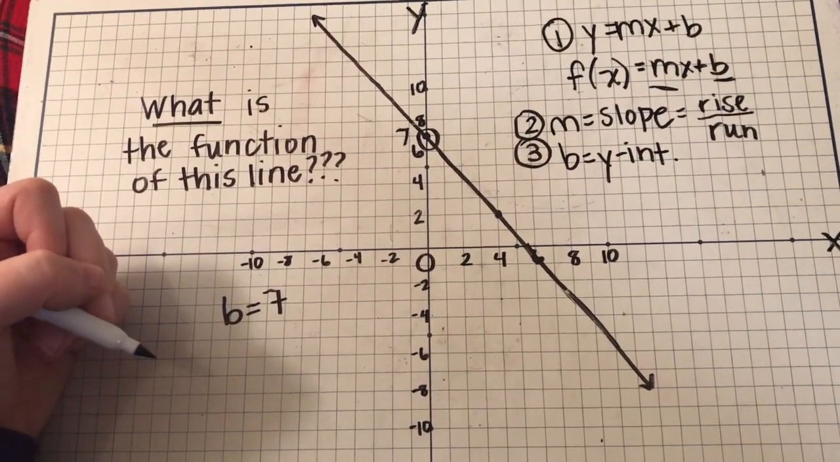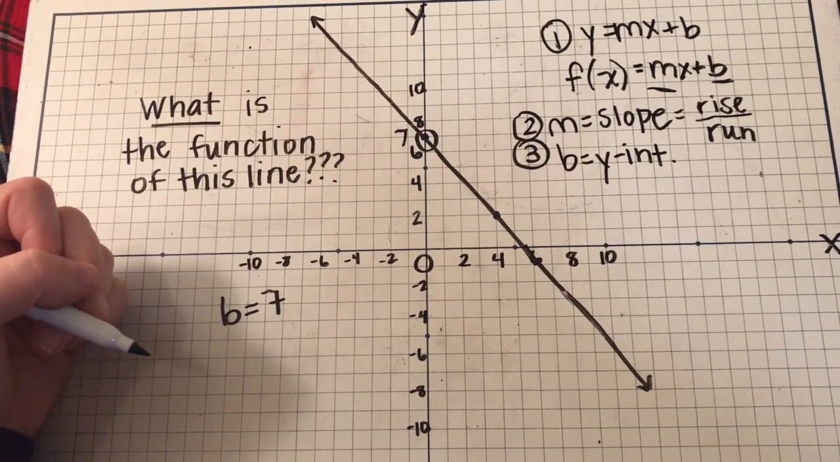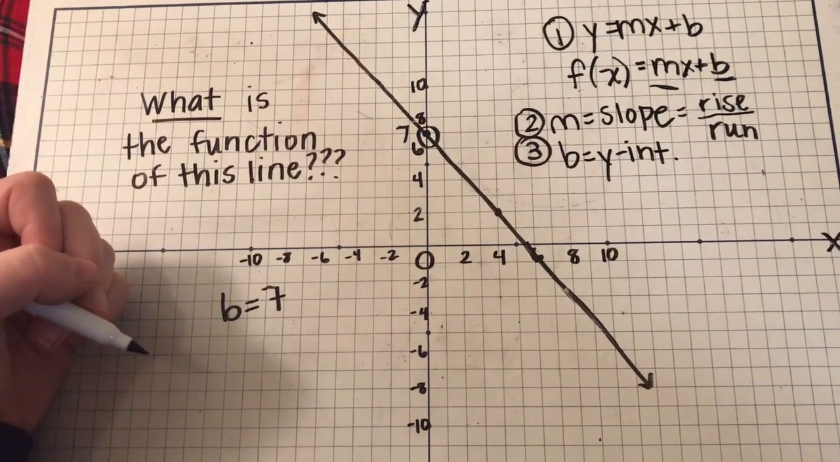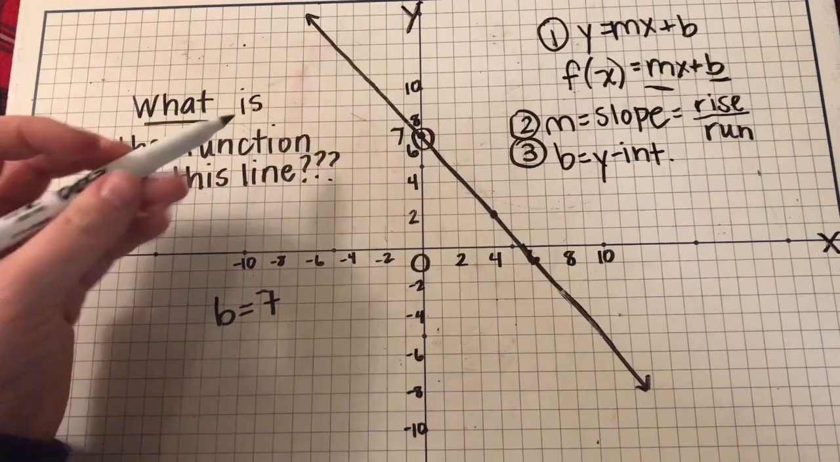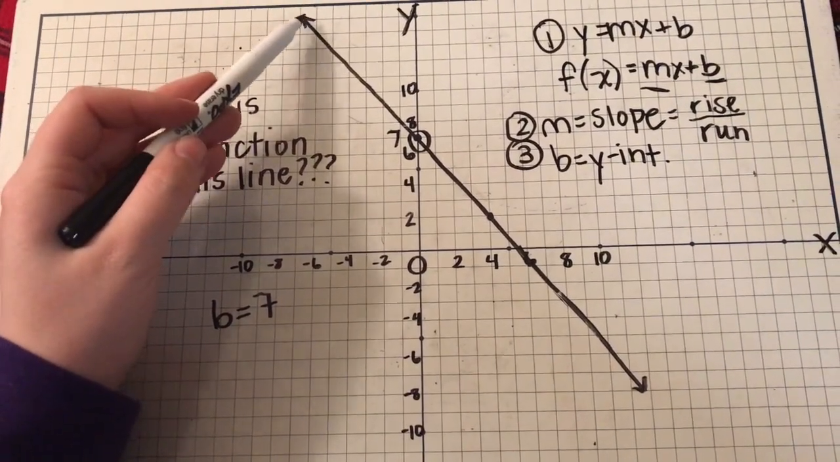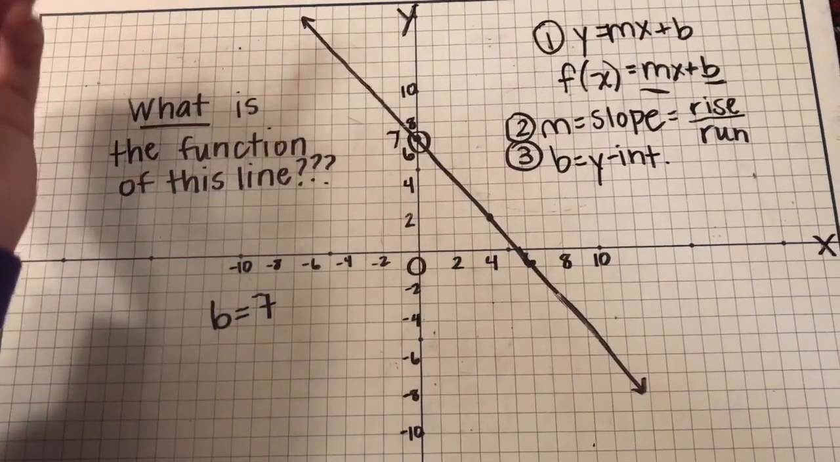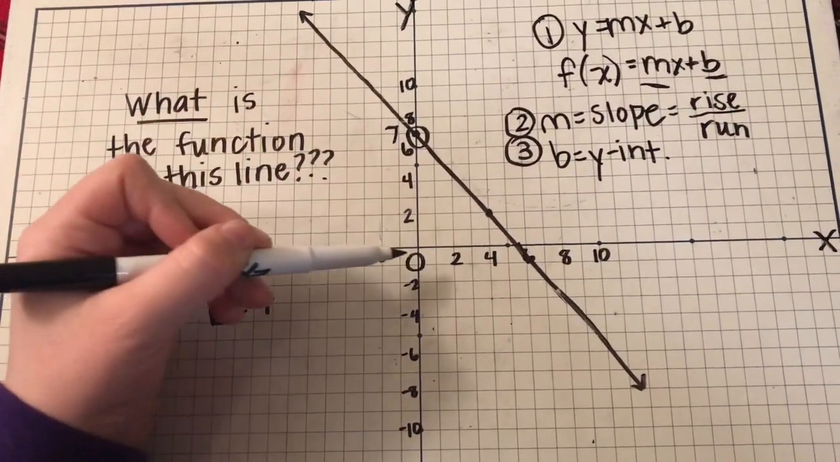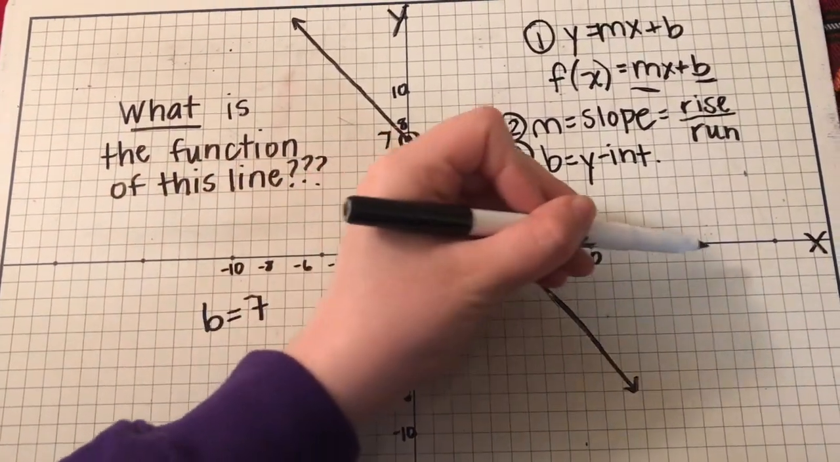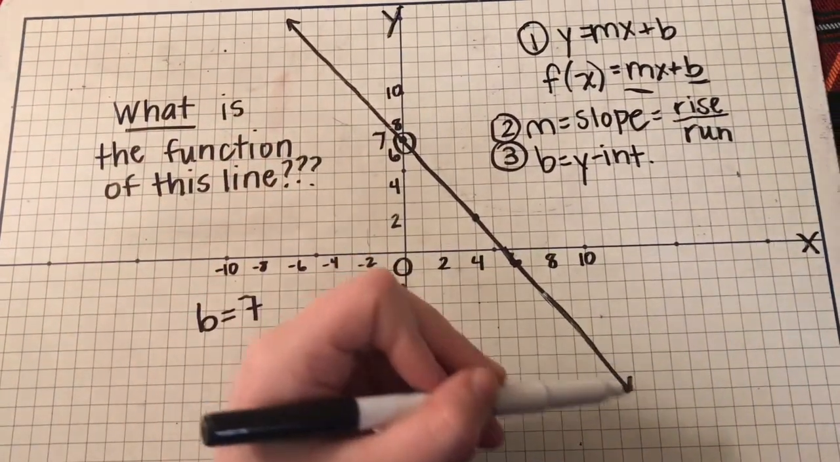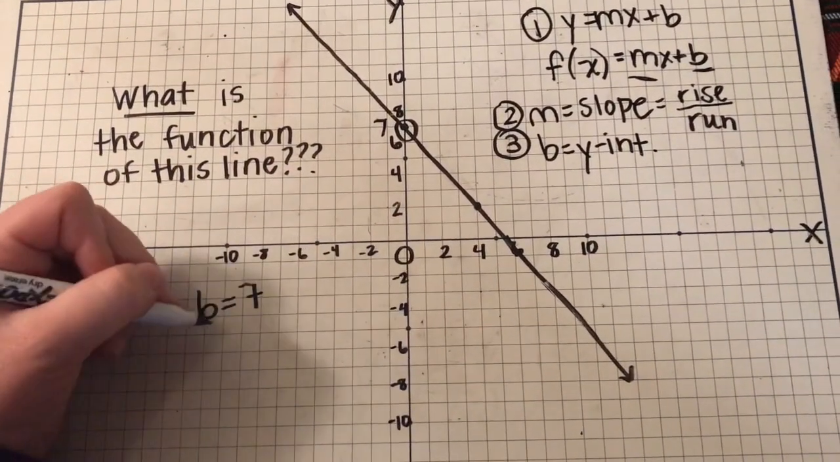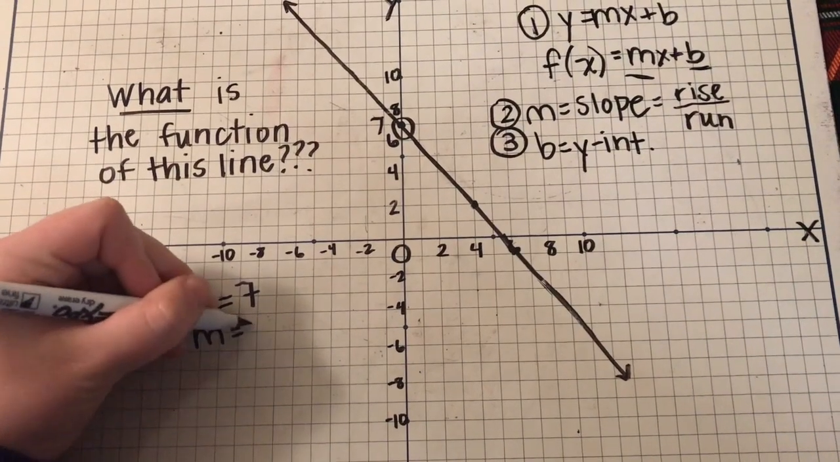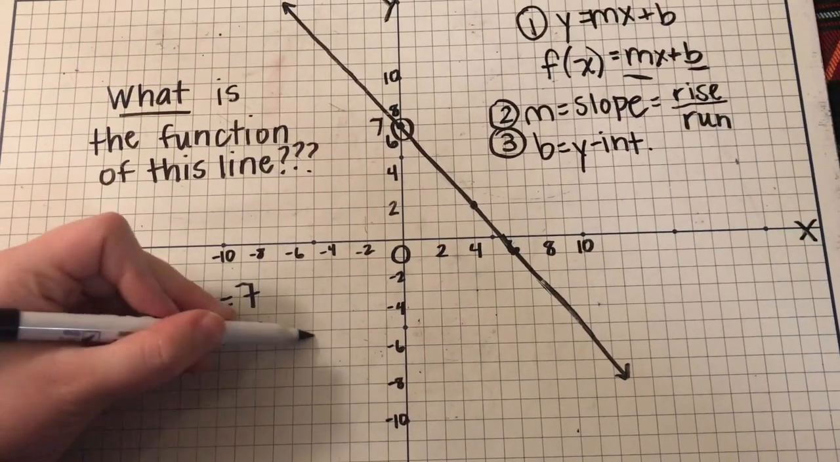First off, is this slope negative or positive? It is negative because the line is going up to the left, or I like to think it is going down from left to right. So as x increases, y is decreasing. So we know our slope is negative something.